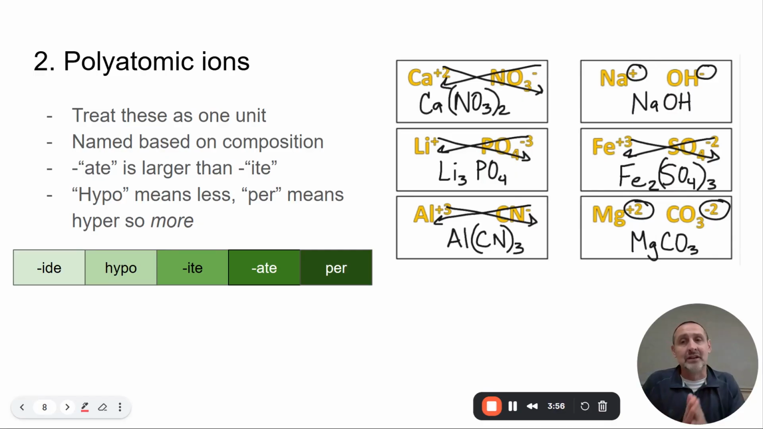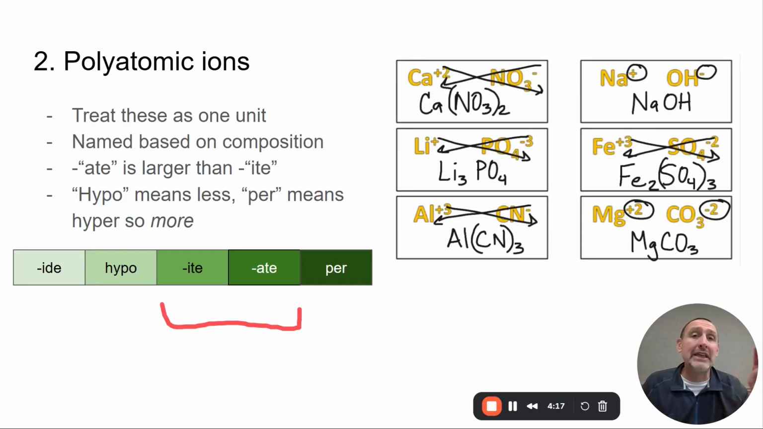All right, more oxygen means ATE as the ending. Less oxygen, ITE as the ending. So, for example, chlorate has more oxygen than chlorite. But what if that's my standard or base naming? What if I had even more than the chlorate? Well, now I need a per. So that's why we get a perchlorate. It has even more oxygens. What about less than the normal? Less than the ite. So that's where we get the hypochlorite.